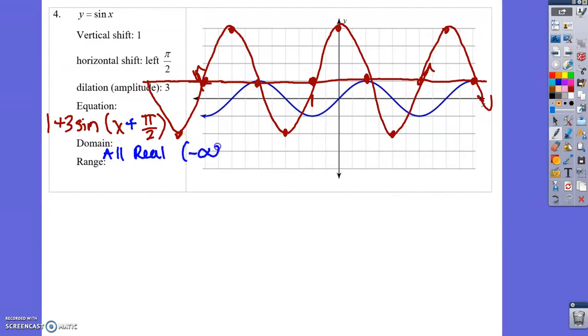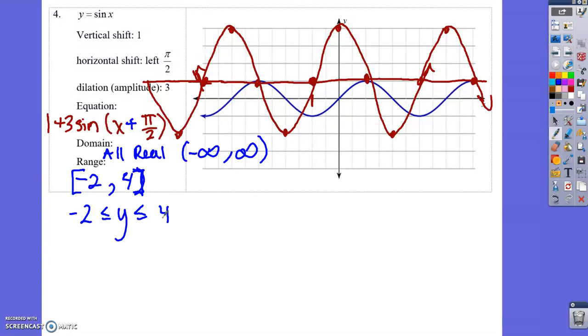or negative infinity to infinity. My range is from -2 to +4, and the 4 and the -2 are included. Or you can write -2 is less than or equal to y, which is less than or equal to 4. And so that's our domain and range.